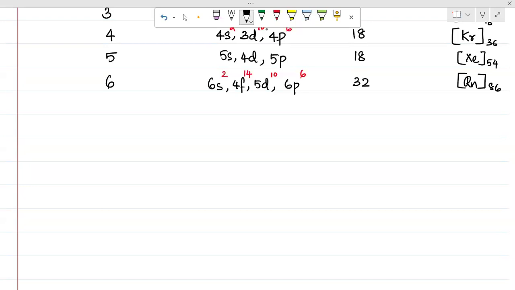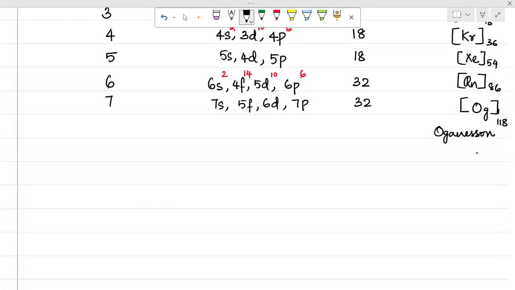Last one, the seventh one, it would be 7s, and then 5f, 6d, and 7p. Again, 32 elements, and that is 118. So it's good if you can learn this. 118, Oganesson. Oganesson is the element. This is radon.